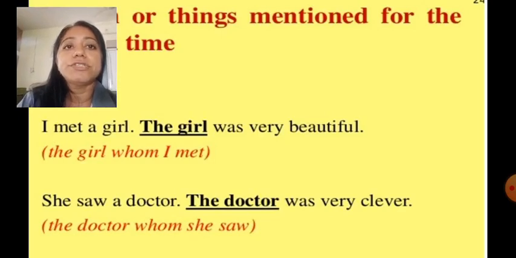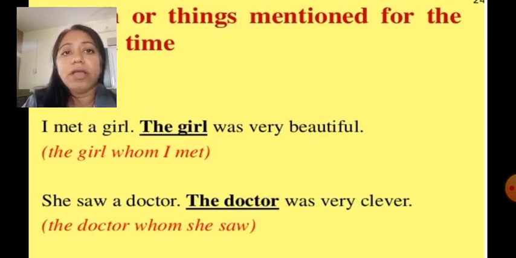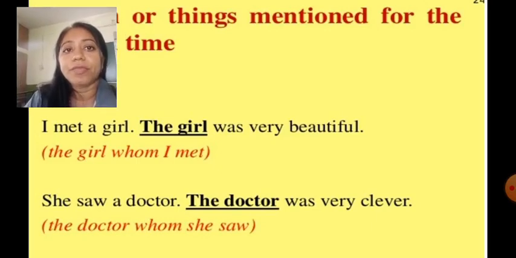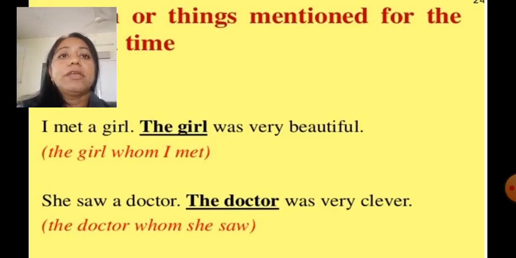The is used before a person or noun mentioned for the second time. For example, I met a girl. The girl was very beautiful. Here we have used girl a second time, so we will put the before it. She saw a doctor. The doctor was very clever. Here again we have used doctor a second time in the second sentence, so we will put the before it.